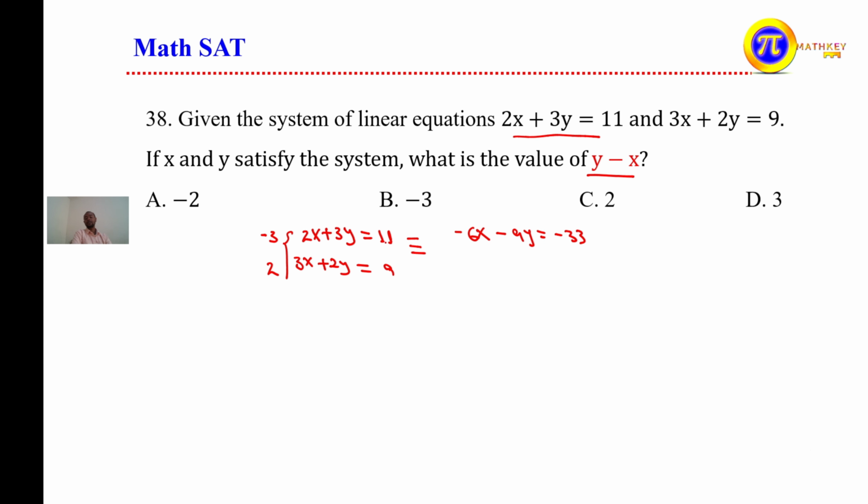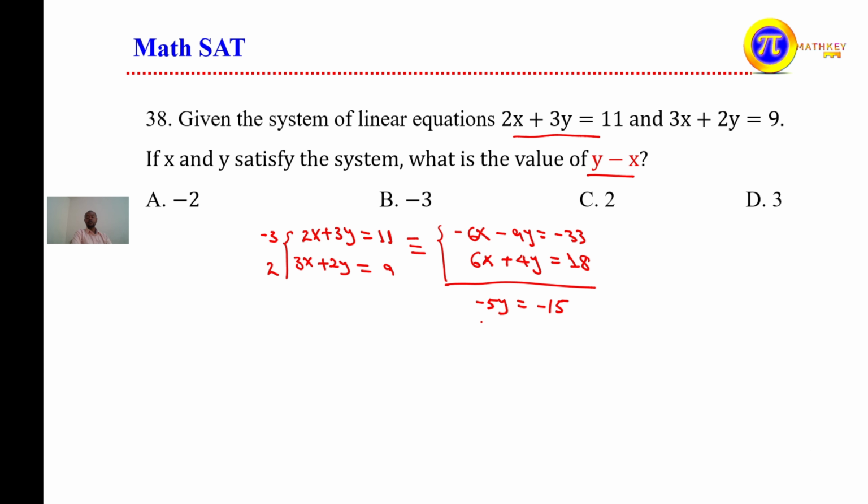Multiply all terms by negative 3. The same for the second equation: 2 times 3 is 6x, 2 times 2 is 4y, equal to 18. Finally, take their sum. Negative 6x plus 6x is 0. Negative 9y plus 4y is negative 5y, which is equal to negative 33 plus 18, that is negative 15.